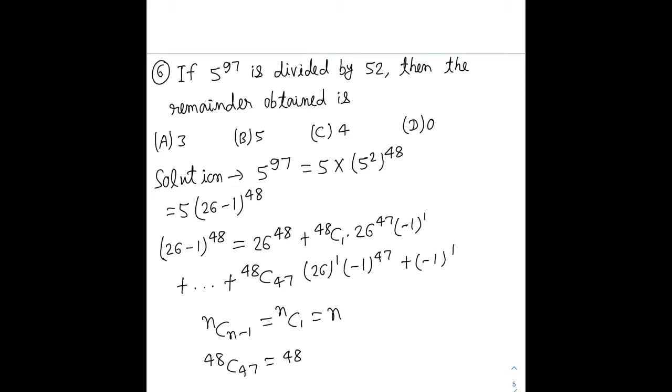That is the last term. Now this term is not divisible by 52. Rest all is divisible by 52. So what is the remainder you are getting? 1. When are you getting the remainder 1? When you are dividing this 5 square raised to power 48, but outside you need to multiply by 5. So you are getting remainder as 1, which you need to multiply by 5. Are you getting it?